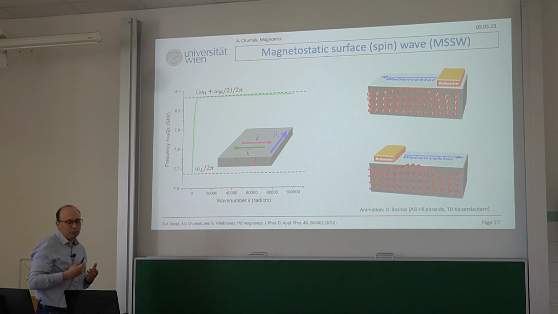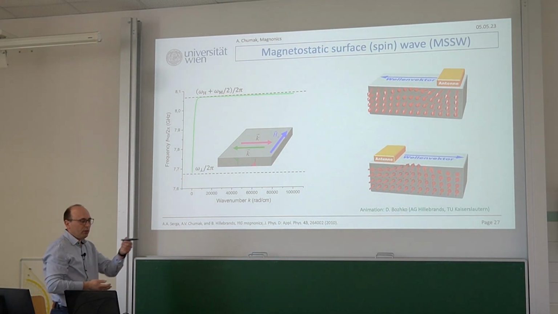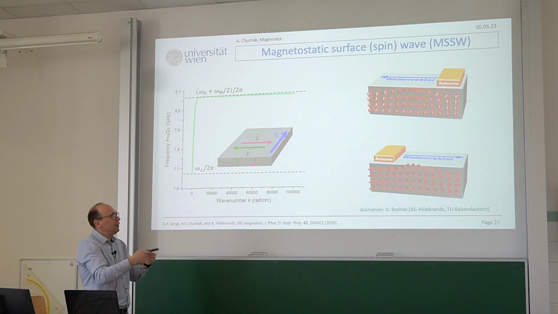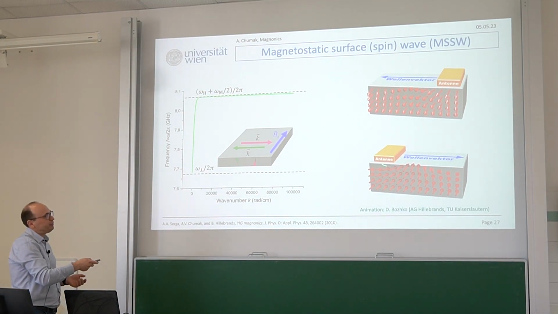But since in practice, usually below your waveguide there is a GGG substrate, and it's very hard to put an antenna under GGG, what we do is we just change the magnetization direction.